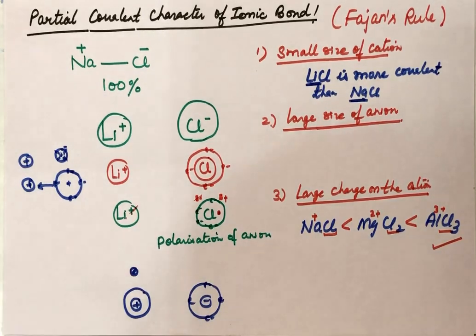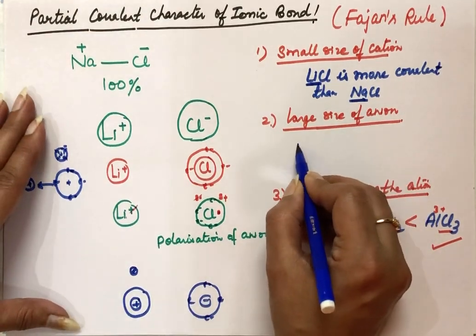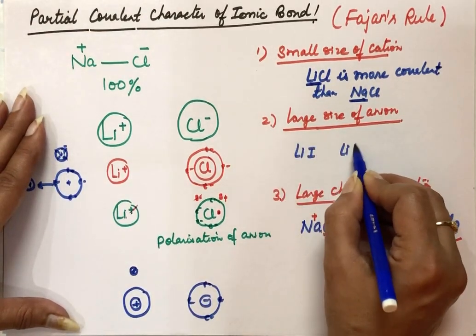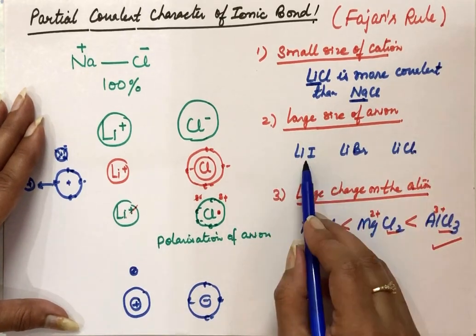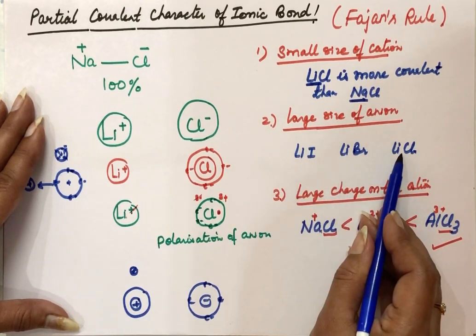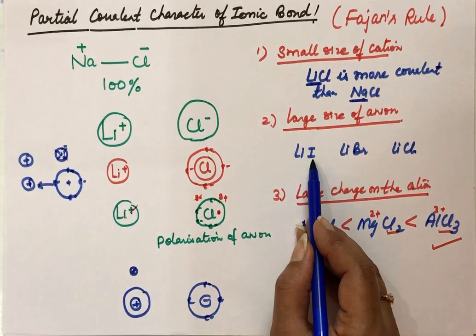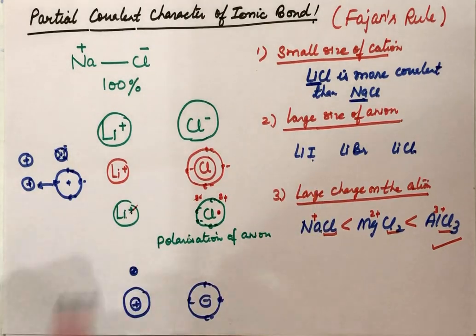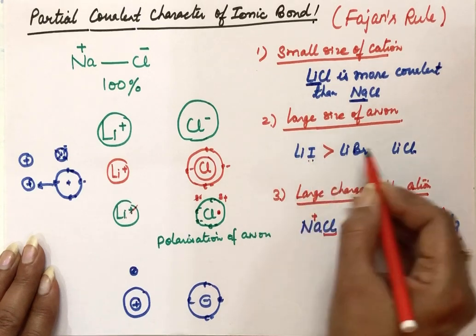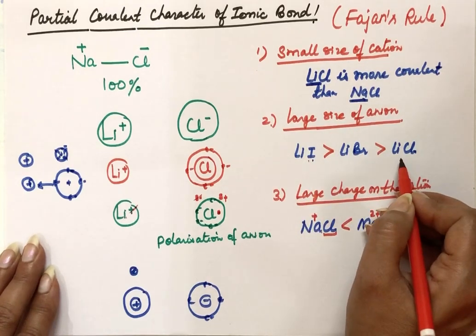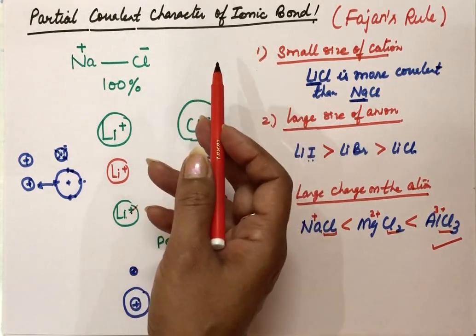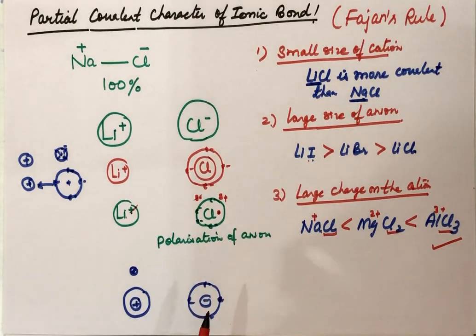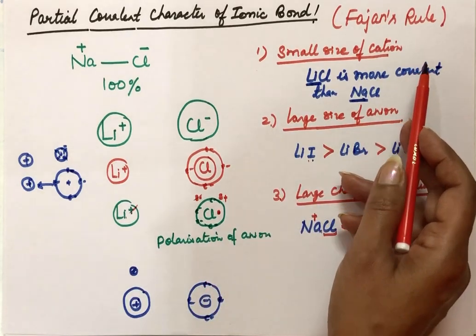For large size of anion also I'm taking an example: LiI, LiBr, LiCl. If we take these three, the Li cation is the same, anions are different. This has a big size. More is the size of anion, more will be the polarizability. That means LiI is more covalent than LiBr. LiBr is more covalent than LiCl. So this explains why in ionic bonds also there is some covalent character. That is because of the polarizability of the anion, and this rule is known as Fajan's rule.